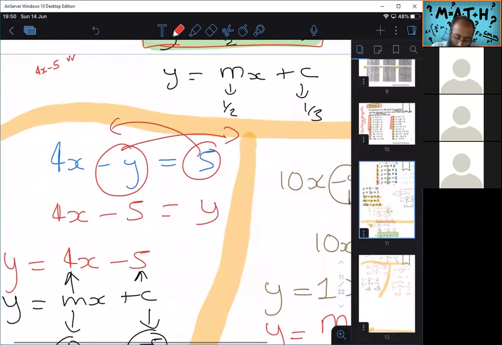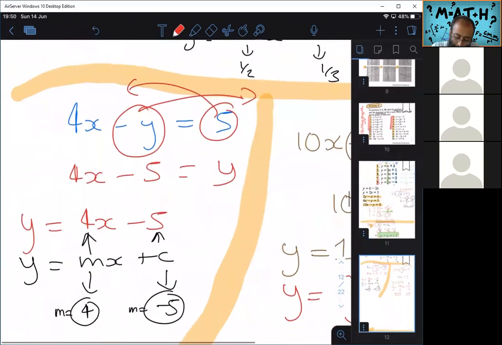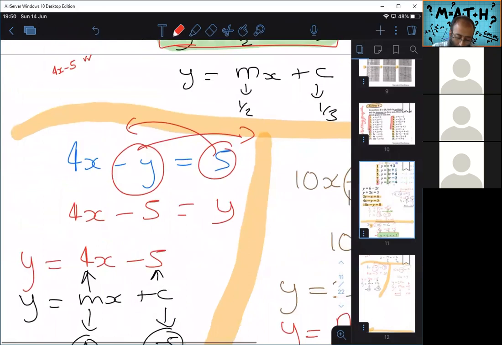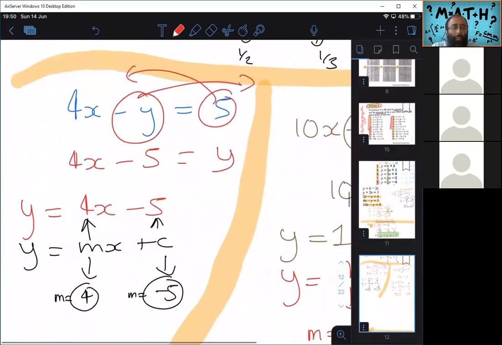Okay, let's have a look at the next one. So, okay, so Eliza, did you get 4x minus 5? Yeah. Well done. You got it right. So what was your m value? 4x. No, m is not 4x. M is just 4. The gradient has nothing to do with the x. M is the number next to the x. So whenever you quote a gradient, you don't write an x next to it. It's just a pure number. So m is plus 4. Good. What's your c value?